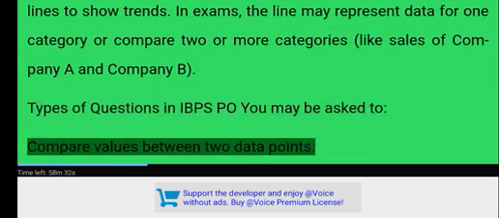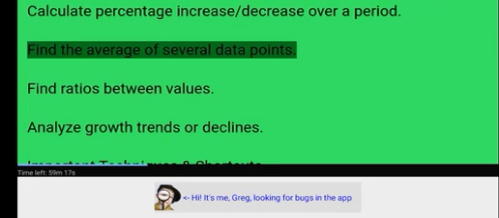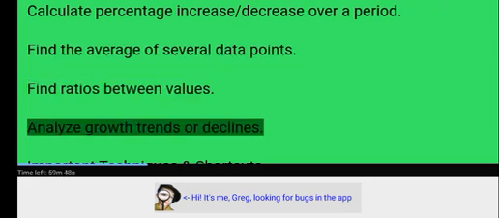Types of questions in IBPS PO. You may be asked to compare values between two data points. Calculate percentage increase, decrease over a period. Find the average of several data points. Find ratios between values. Analyze growth trends or declines.